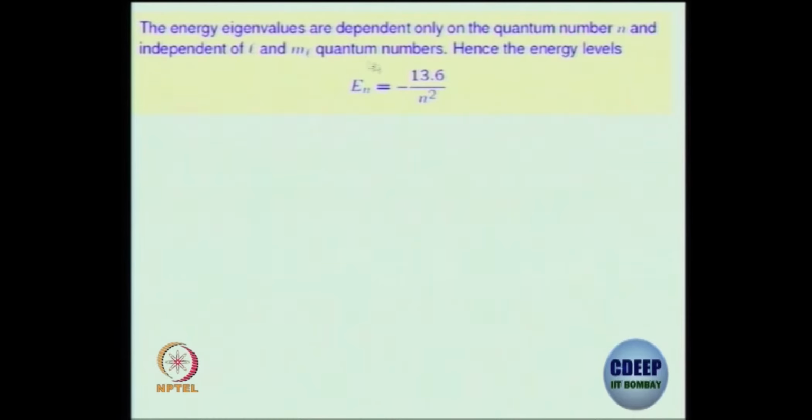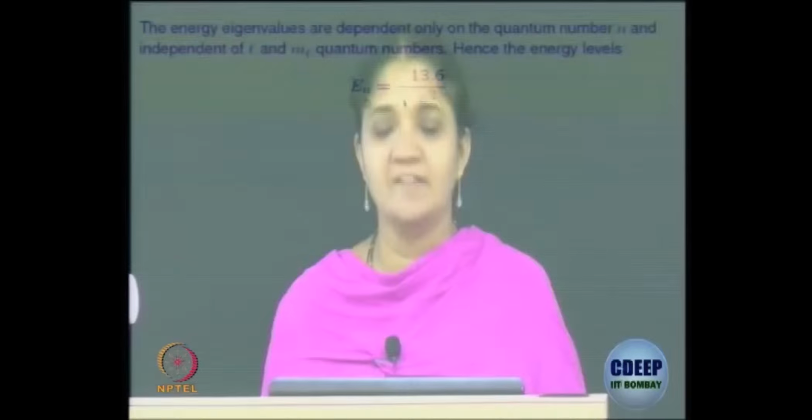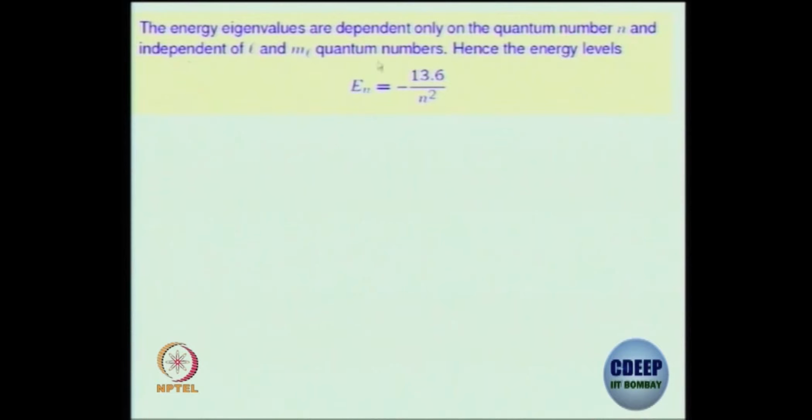So clearly the energy eigenvalues are independent of the azimuthal quantum number and magnetic quantum number, right? Just like we did Landau levels, it tells you that this is also degenerate, but it's not infinitely degenerate. There is a restriction. Given an n, the differential equations put some restriction on L. L can take values from 0 to n minus 1, and for every L, ML is constrained to be from minus L to plus L. So these things come from the differential equation.